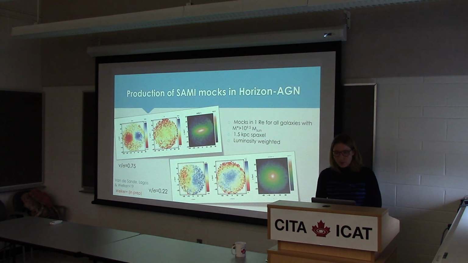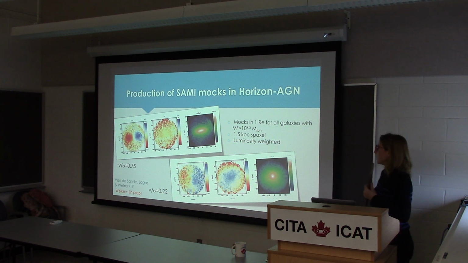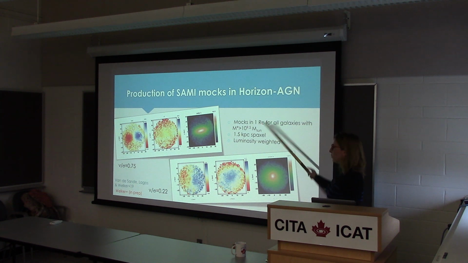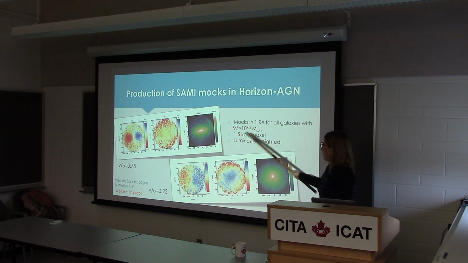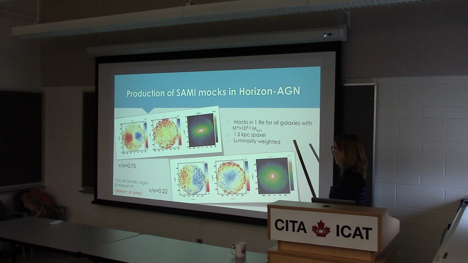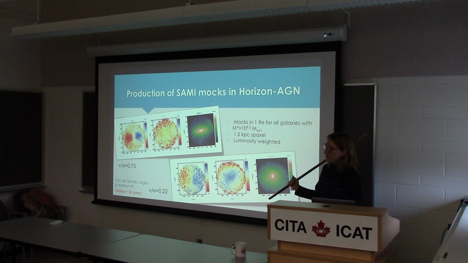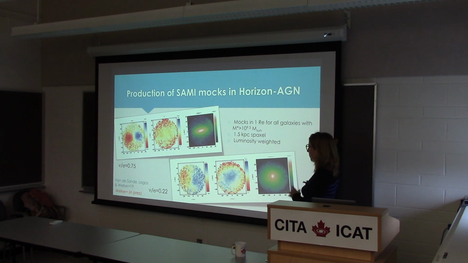So what I did was create SAMI mocks in Horizon AGN. These are mocks within 1 effective radius for all galaxies above the resolution limit, which is a bit higher in the simulation than in observations. In SAMI, we can go all the way down to 8.59 with reasonable resolution. In Horizon AGN, I have to stop at 9.5. Below that, I'm too unresolved to compute the spin.